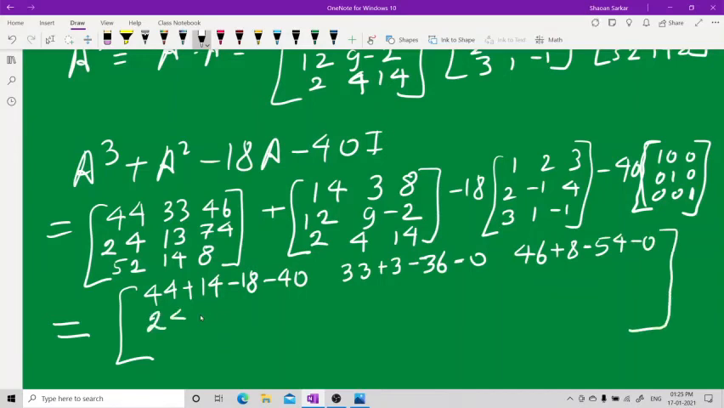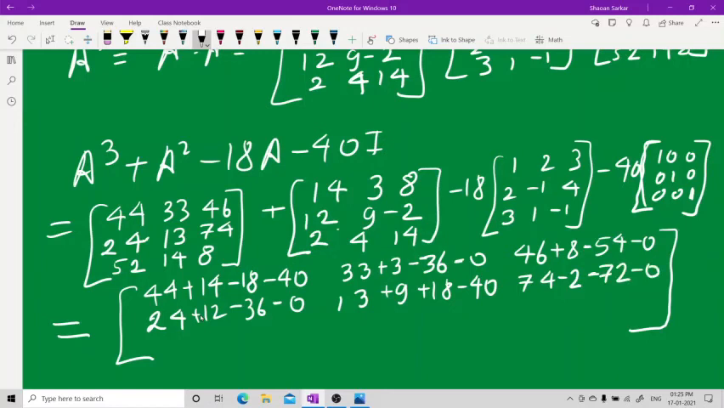Then you will have 24 from here plus 12 from here. 18 twos are 36 minus 36 minus 0. Then you have 13 plus 9 plus 18 minus 40. Then you have 74 minus 2. And then you have 18 fours are 72 minus 72, and then minus 0. The last is 52 plus 2. 18 threes are 54 minus 54 plus 0.